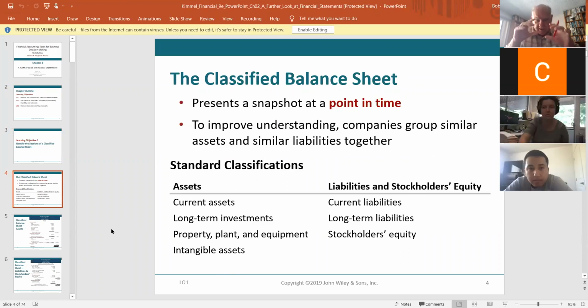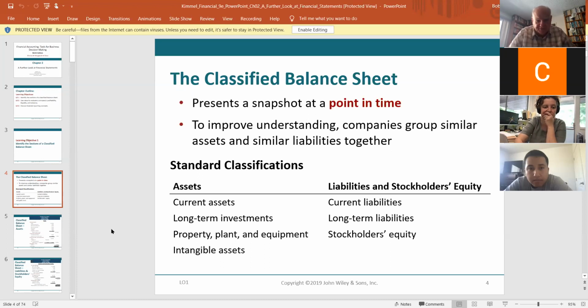The balance sheet is a snapshot in time. It is showing you how much cash you have at a certain point in time. It's telling you what your accounts receivable are. It is just that, a snapshot in time. It is an expression of your accounting equation, which is assets equal liabilities plus equity.